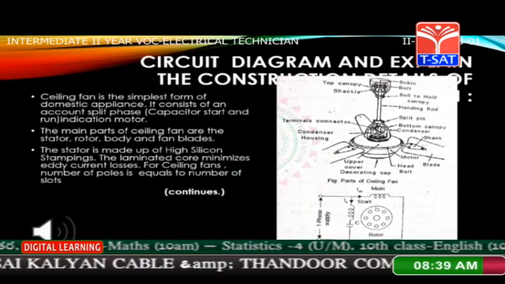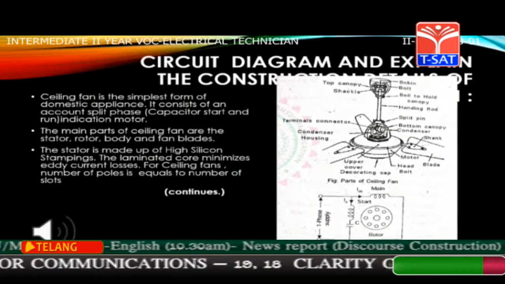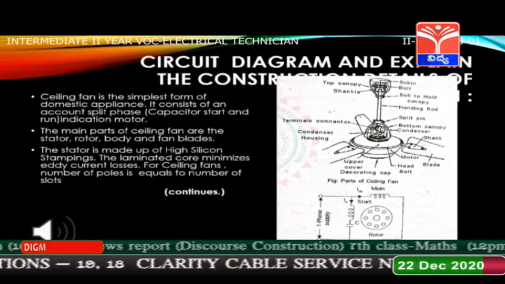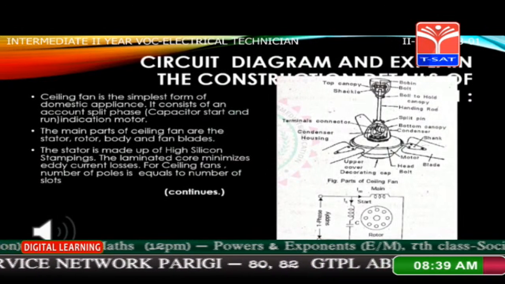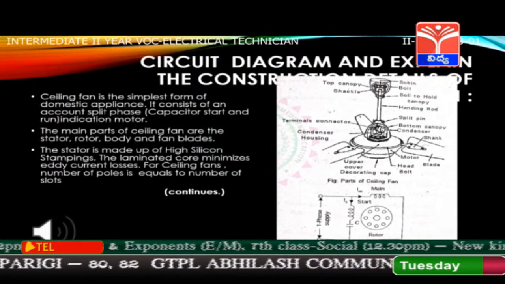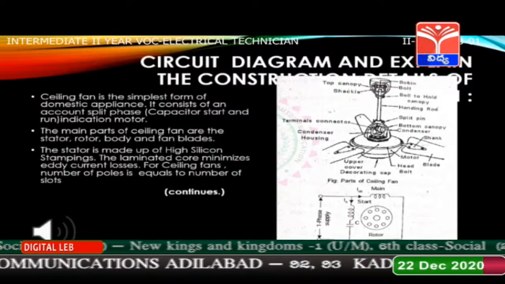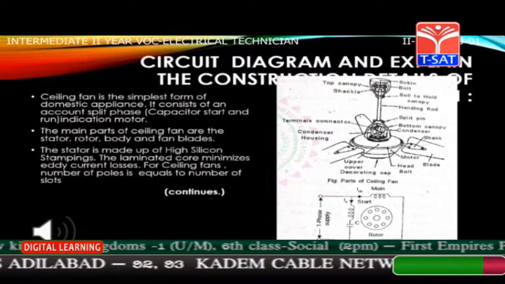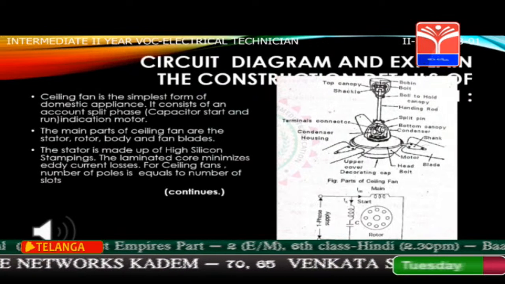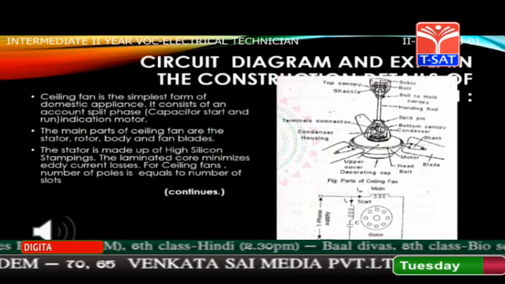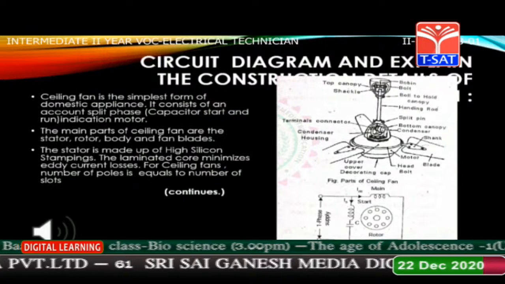The ceiling fan is the simplest form of a domestic appliance. It consists of an AC split phase capacitor start and run induction motor. The main parts of ceiling fan are the stator, rotor, body and fan blades. The stator is made up of high silicon stampings. The laminated core minimizes eddy current losses. For ceiling fans, number of poles is equal to number of slots.